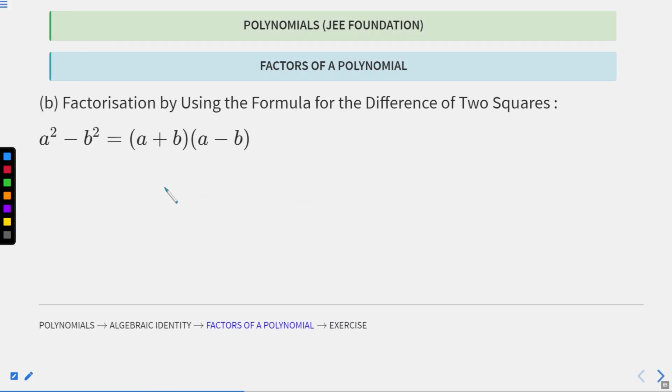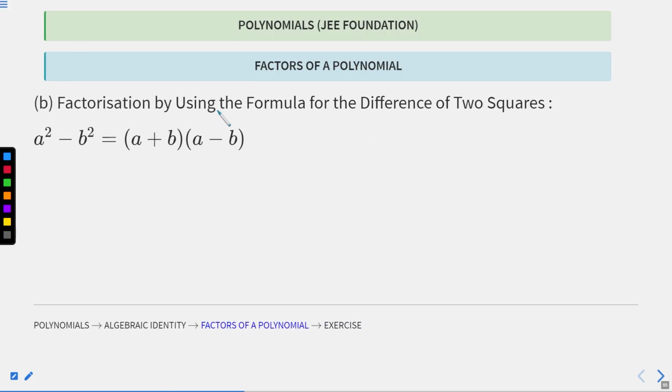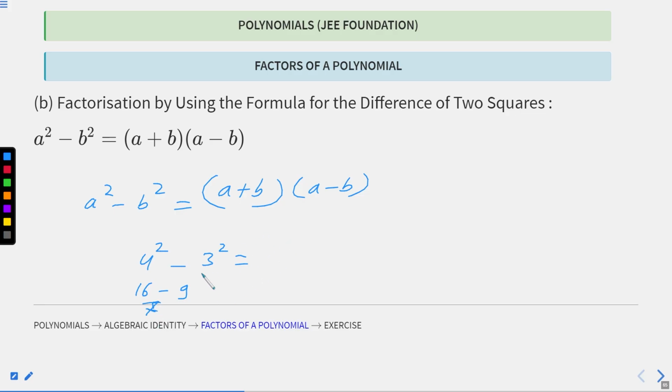Let's now see factorization by using the formula for the difference of two squares. What do we mean by that? We know that a square minus b square is equal to a plus b multiplied by a minus b. For example, say a is 4: 4 square minus 3 square. The answer is just 16 minus 9, which is equal to 7.